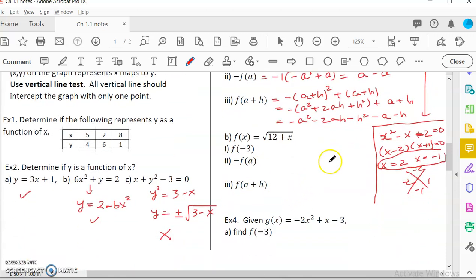Okay, the second set is the square root of 12 plus x. I want to find f of negative 3. That means x is equal to negative 3. So just put 12 minus 3. That is the square root of 9.